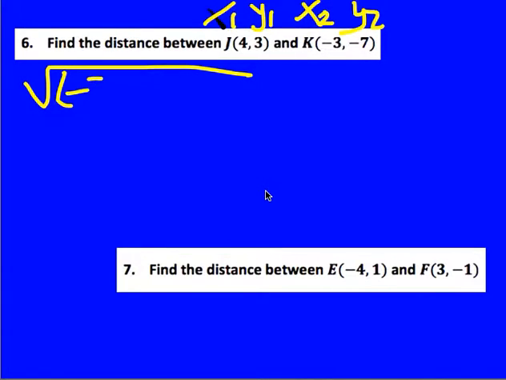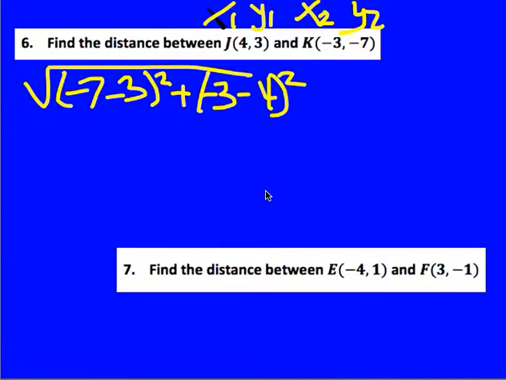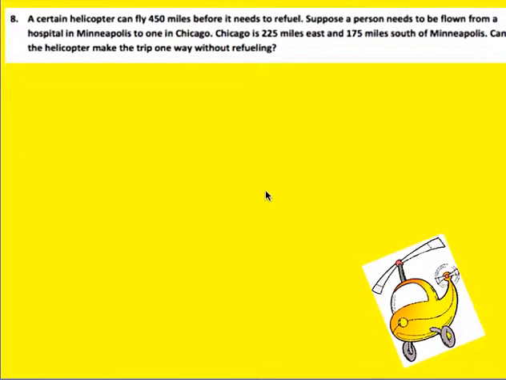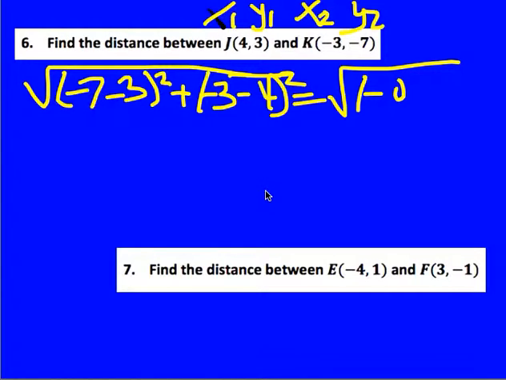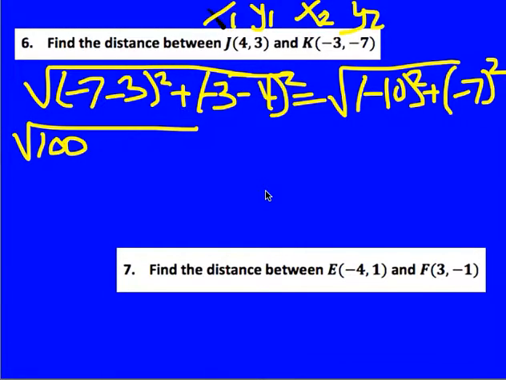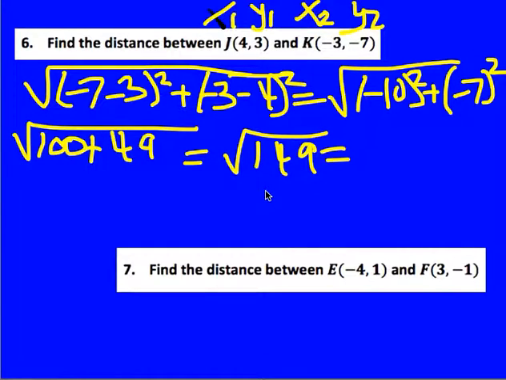So I have y2 minus y1, and then x2 minus x1. Again, when you're subtracting a negative, it's going to become more negative. So negative 7 minus 3 is actually going to be a negative 10 squared. And then negative 3 minus 4, again, is going to become more negative, so you're going to get a negative 7 squared. Well, negative 10 squared is a positive 100. Again, squaring a number always makes it positive. Then we're going to add that 49. So then I end up getting the square root of 149, and I'm going to calculate that into a decimal, and that gives me 12.21.